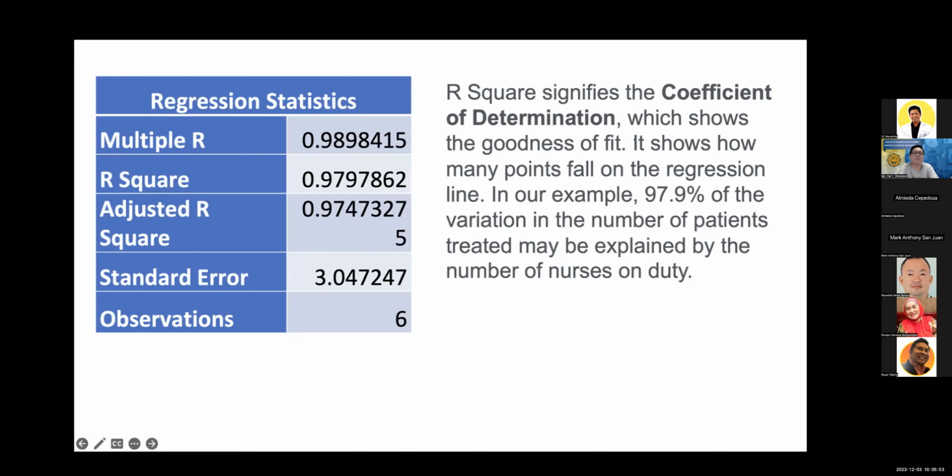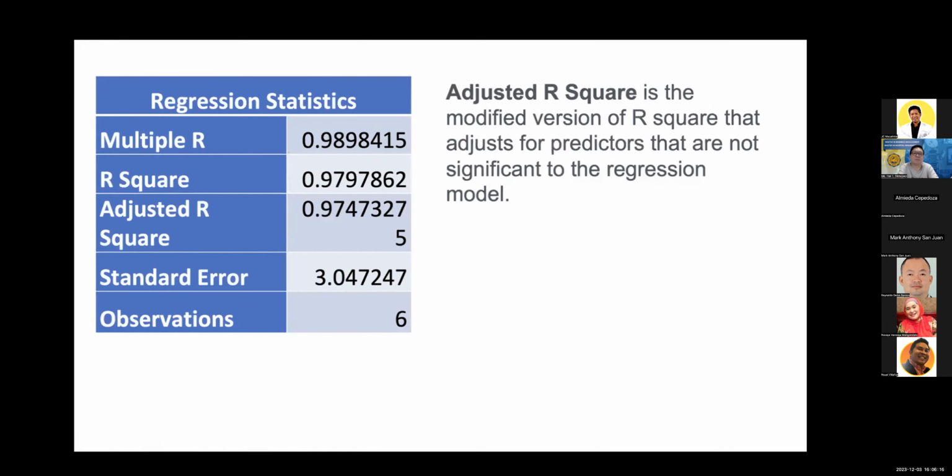So the coefficient of determination, this is the R square. So in our example, 97.9% of the variation in the number of patients treated may be explained by the number of nurses on duty. So again, parang sinasabi lang nito na very strong nga rin yung correlation natin na parang mas mataas talaga yung number of patients treated given the higher number of nurses on duty.